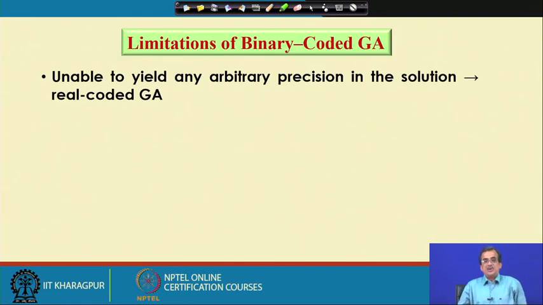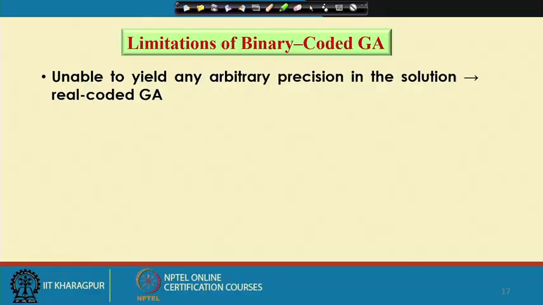Now, I am just going to start with the limitations of binary coded GA. As I mentioned several times, the first version of GA, which was proposed in the year 1965 by Professor John Holland, was a binary coded GA. Binary coded GA is a little bit easy to understand and it has some applications also. However, this binary coded GA has a few limitations. Let me concentrate on the demerits or the limitations of this binary coded GA.